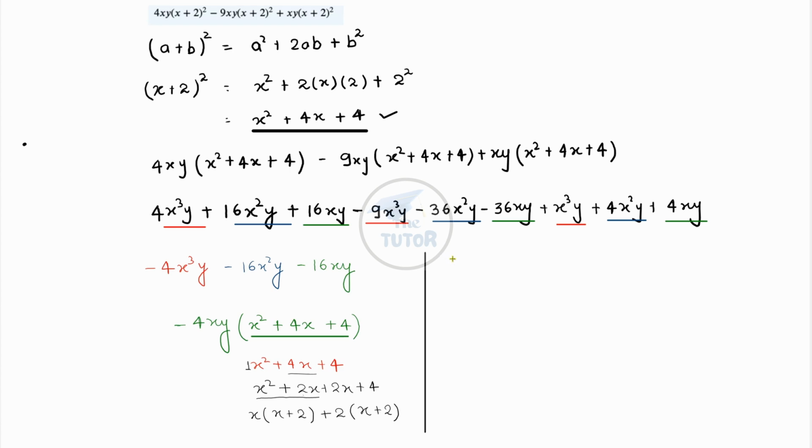That means x plus 2 times x plus 2, right? That means we can replace this in the bracket by this, right? So now we have negative 4xy, and then in the brackets x plus 2 square, because this can also be written as x plus 2 whole square.